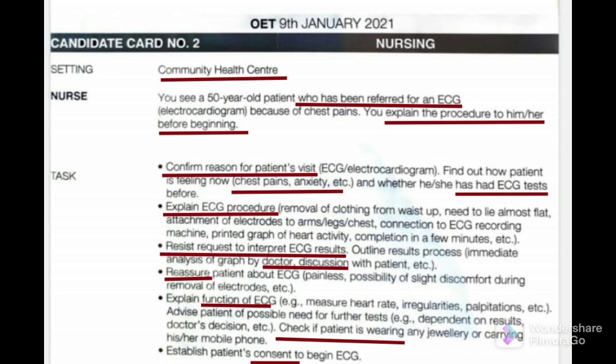Then the next one is the request to interpret the ECG results. Outline the results process, that means immediate analysis of the graph by the doctor, discussion with the patient, etc. You can imagine that there may be a question from the patient, so you have to ask, do you have any concern? Then the patient may ask, after the procedure will you explain to me, sister? Then you have to tell him that no, it's from the doctor.